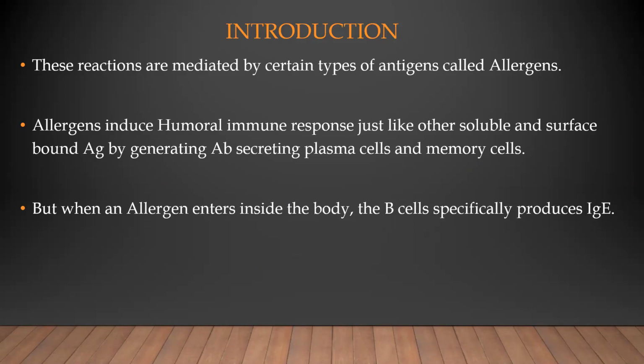And just like any other kind of antigen, these allergens are also going to induce humoral immune response. For example, when an antigen enters inside the body, these antigens will bind to the antibody which is found on the surface of B cell. B cell differentiates into antibody producing plasma cells. But what happens when allergen enters inside the body? These allergens, just like any other kind of antigen, are going to bind to the antibody found on the surface of a B cell. And B cells this time specifically differentiate into plasma cells, which produce IgE.